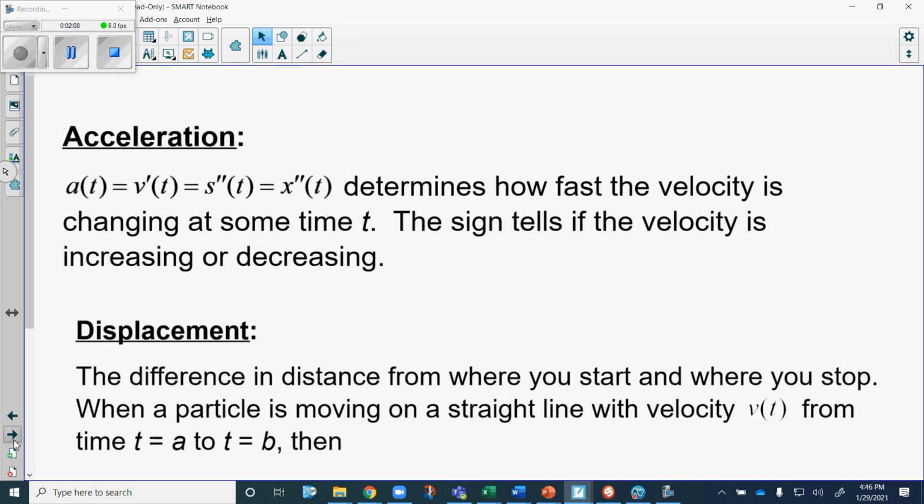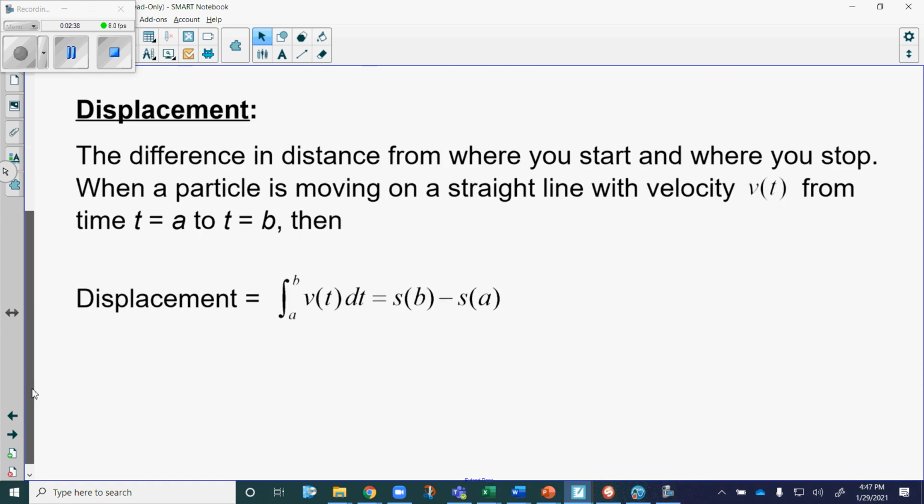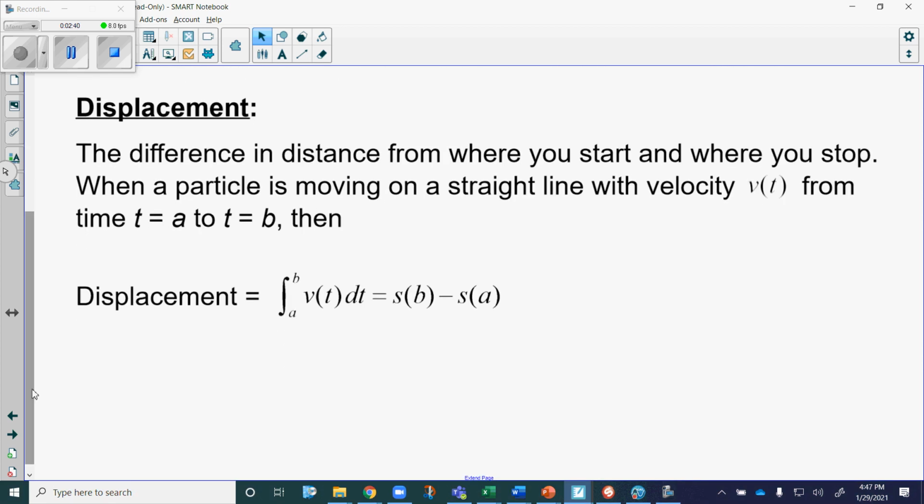And here, acceleration is the second derivative of the position function or the first derivative of the velocity function. That tells you how fast something is changing over time, like going from 0 to 60 in however many seconds. And the sign of the velocity will tell you if the acceleration is increasing or decreasing, just based on our relationship with the first and second derivative tests, things like that.